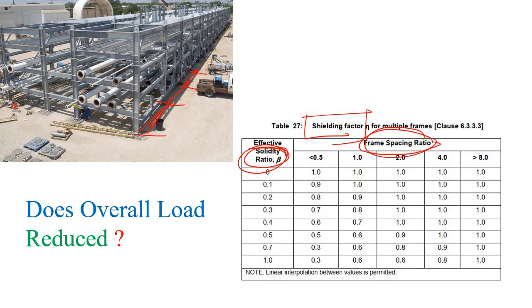I have already made a video on shielding factor. If you have not watched it, you can go to the playlist and watch it to understand the shielding factor. Due to this shielding factor, if we have 10 kilonewton load in total due to wind in the first frame, we will have less force in the second, 70% or 80%, sometimes 50% or 60%. So this is the effect of your solidity ratio.